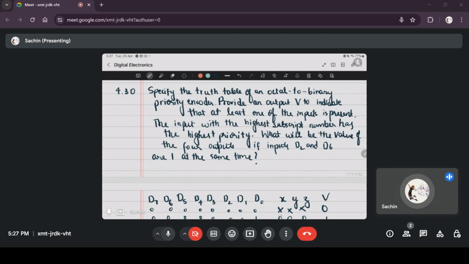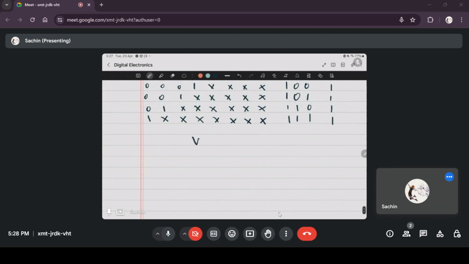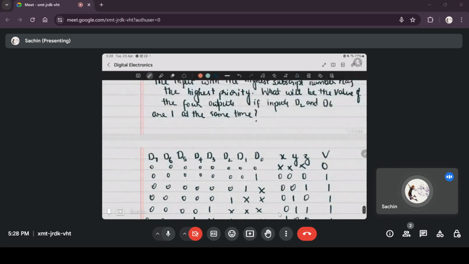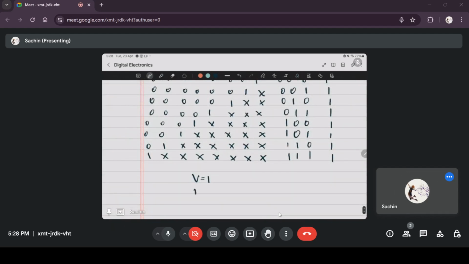Coming to the second part of the question, what will be the value of the four outputs if inputs D2 and D6 are 1 at the same time? One of the inputs is 1, so V will be 1. V is 0 only if all inputs are 0. Next, we have to look at XYZ. 6 has a higher subscript number compared to 2, so D6 and D2 on at the same time would mean that priority is given to D6, so XYZ will be 1, 1 and 0.